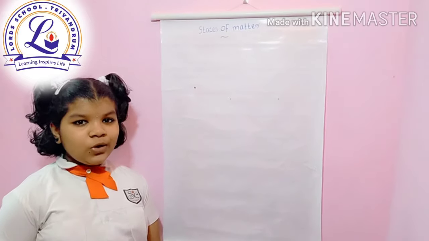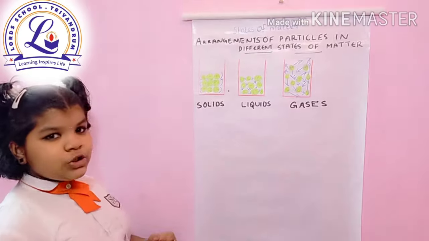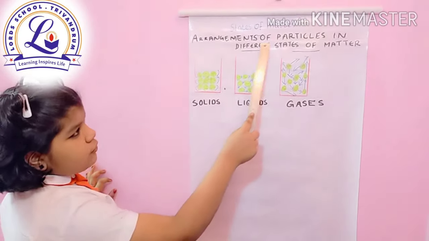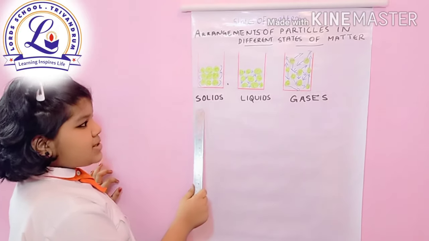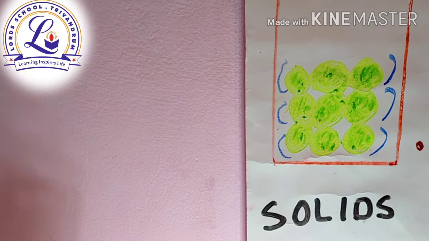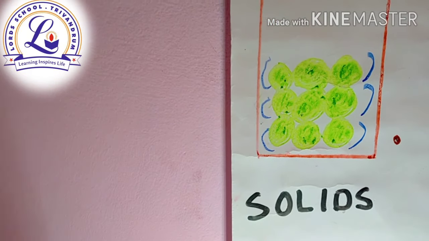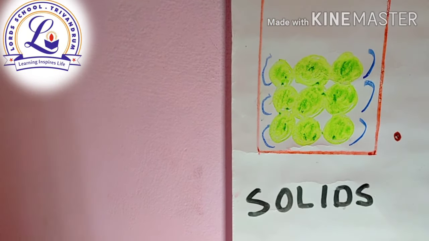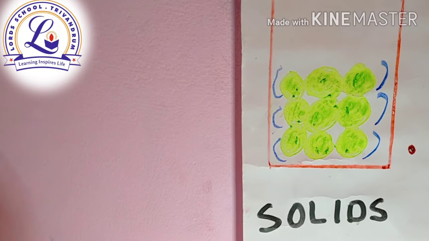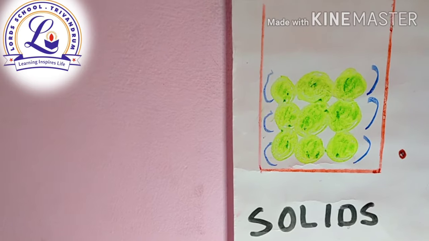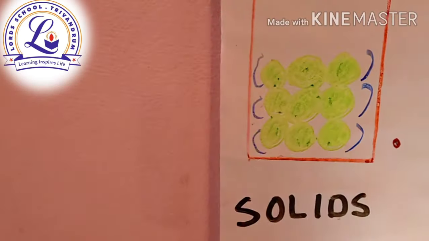Now we are going to learn about states of matter. I am going to explain about arrangements of particles in different states of matter. The first one is solids. The particles of a solid are closely or tightly packed. So, particles of solid have no space to move around. But do you know, they vibrate. As we cannot see the particles of matter with our naked eye, we are unable to feel that vibration.